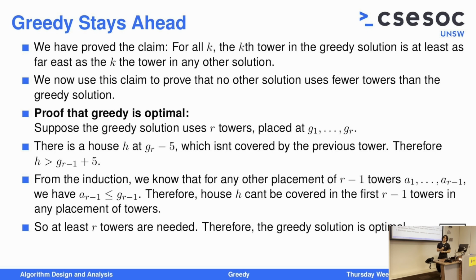I would say exchange proof is usually easier and probably more common as well. Is there a way to tell which questions are more suited for greedy stays ahead versus exchange? It's hard to say. The thing is, every greedy can be proven in both ways, technically. But exchange is almost always easier. And I think you'll see it a lot more as well. You may have seen it a lot more as well, I'm not sure, in your problem sets, something like that.